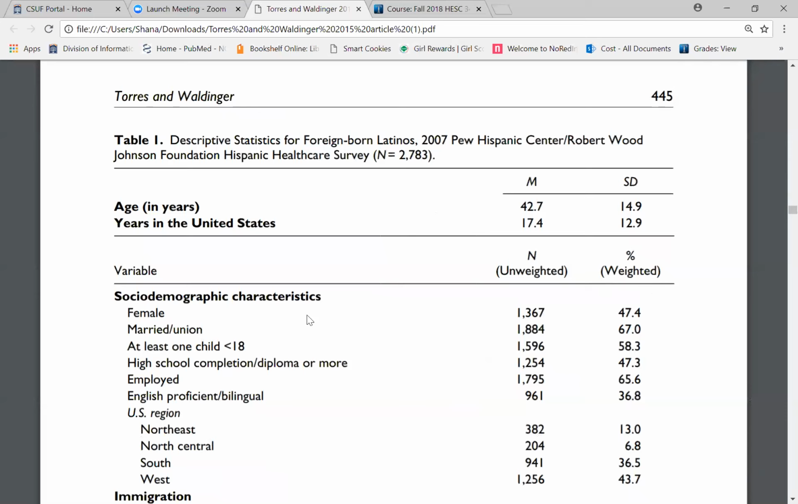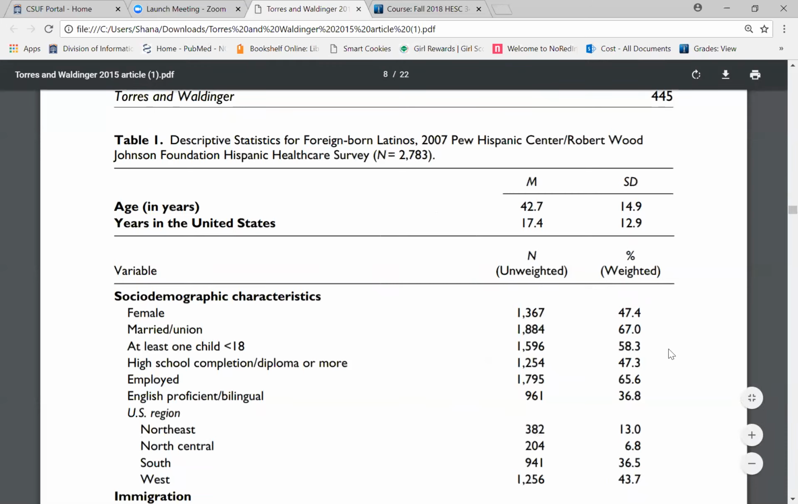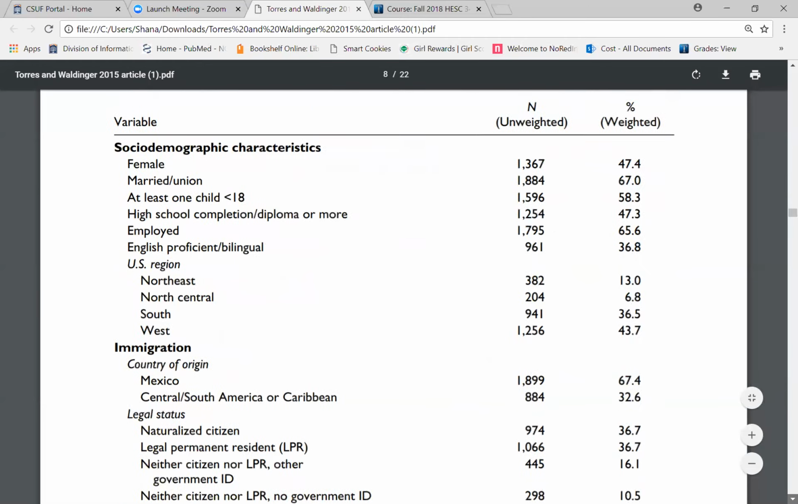So if you look here, it says out of the unweighted, the female count was 1,367, and that weighted percentage is now 47.4. So they make sure to get the percentages to match what the weighted data should tell you.